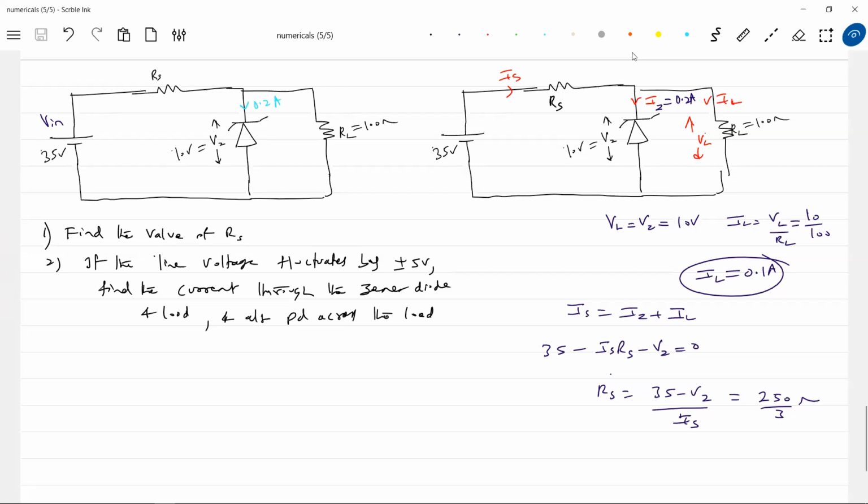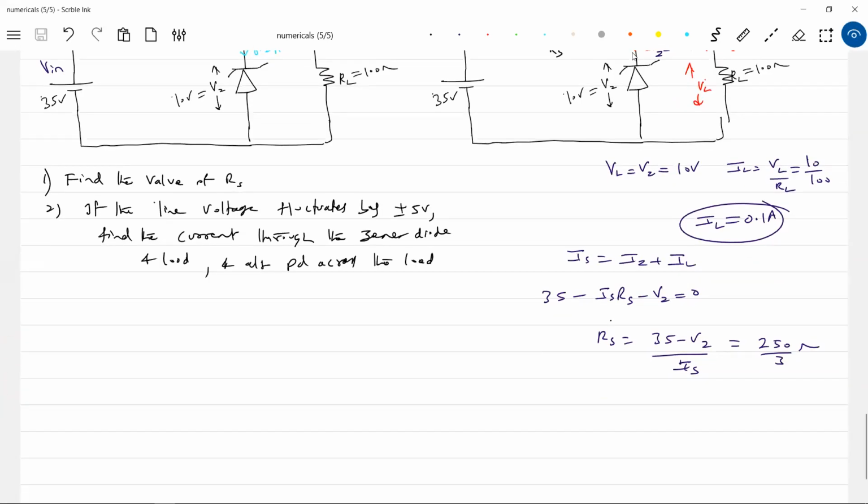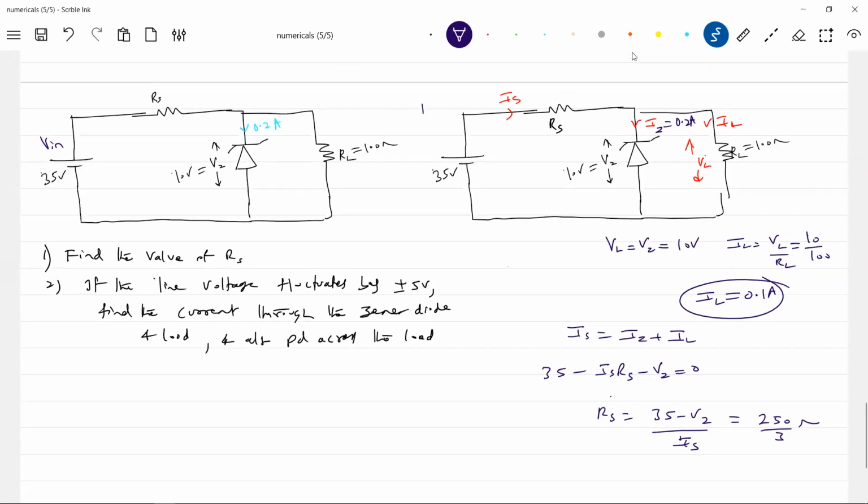Now, this is very important. If I make it 40 volt, then what will happen to the drop across it? Find the current through the Zener diode, and it is also asking what will happen to the drop across this particular thing. The value of RS is given. Let's see the first part of the problem. Second part, first case we will take it. 35 plus 5.